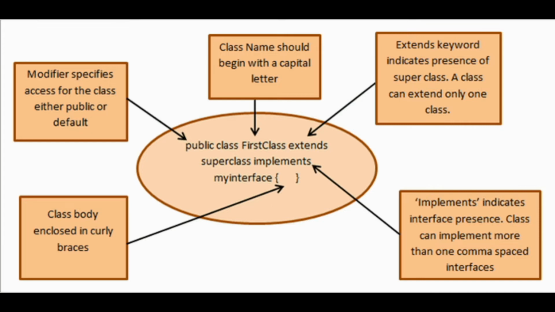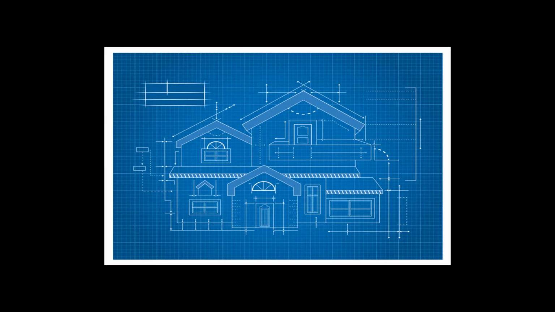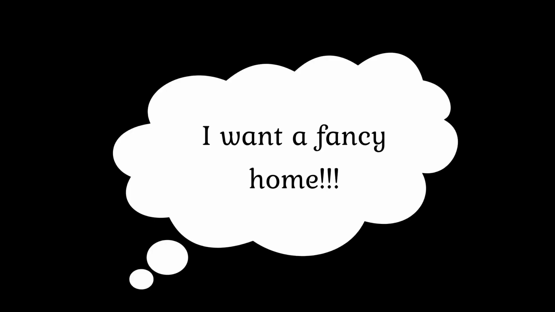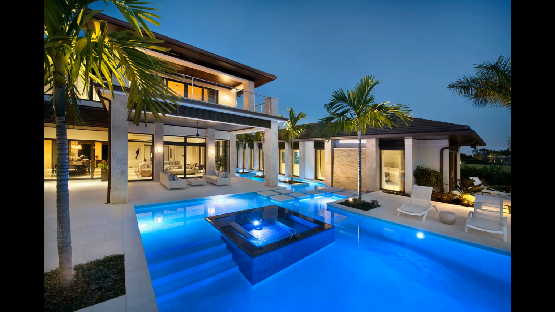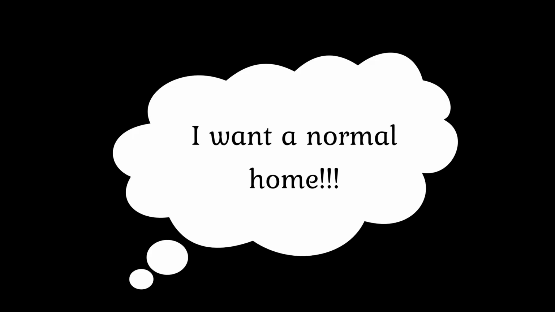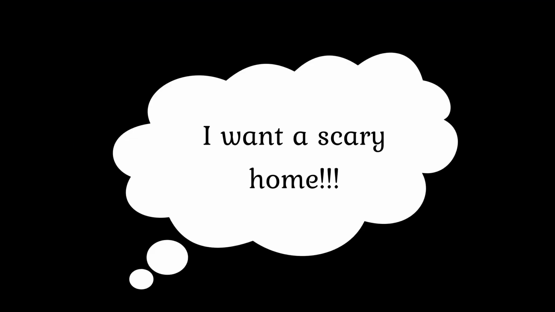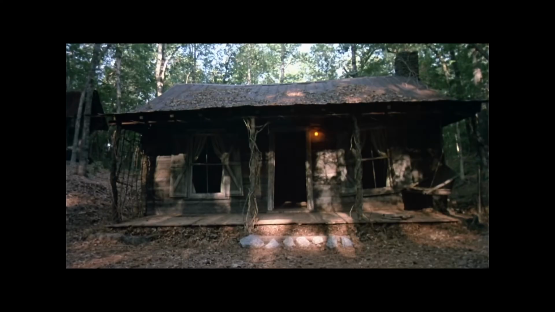A class is the blueprints for a house. It defines the properties of that house. Hopefully, all houses have the same things in common. They have roofs, windows, walls, and doors. You could build a really fancy house with a ton of windows and glass and a giant pool. Or you could build a more normal house that you see every day that doesn't look like you just won the lotto. Or you could build a super scary shack in the woods.